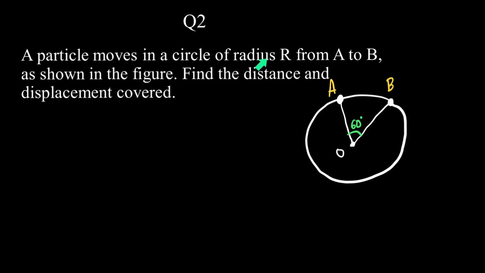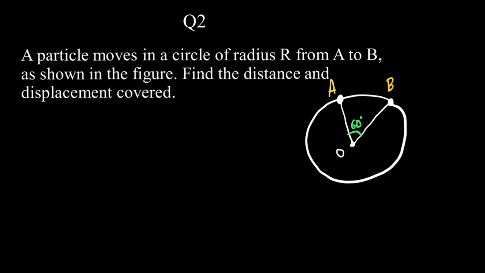A particle moves in a circle of radius r from A to B, as shown in the figure. Find the distance and displacement covered. Okay. So the previous problem was A to B, where A and B were diametrically opposite. Unlike here, where AB actually subtends an angle of 60 degrees at the center.